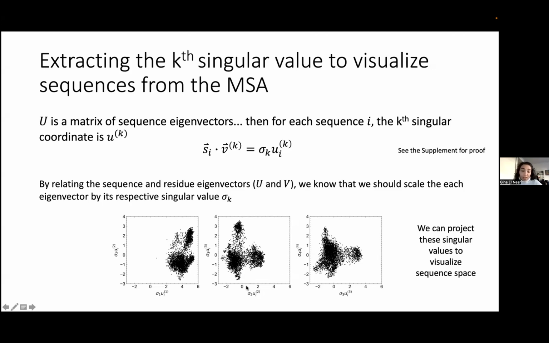And so you end up with plots that look like this. Here we have the first singular value plotted against the second singular value, and the third singular value plotted against the fourth singular value. If you want to know how you get this equation, you can also check the supplement for the proof.